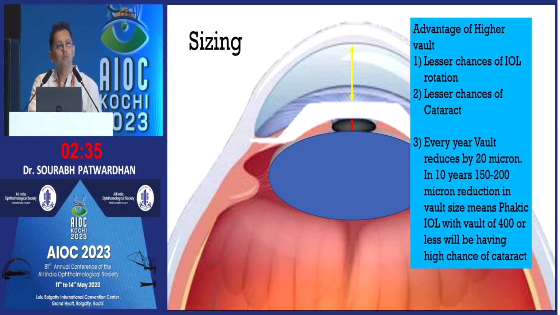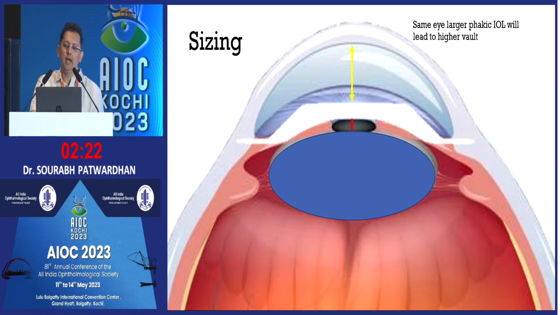So suppose you have vault in a phakic IOL patient of 400 or less, patient invariably is going to have lower vault over a period of time. These are the patients who land up with higher chances of cataract formation. So my choice is to go for little higher vault.